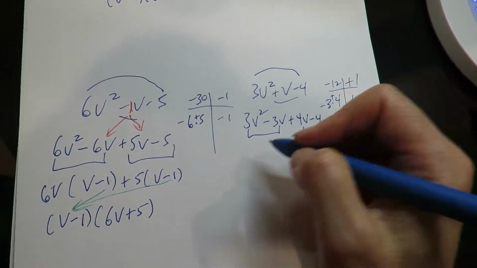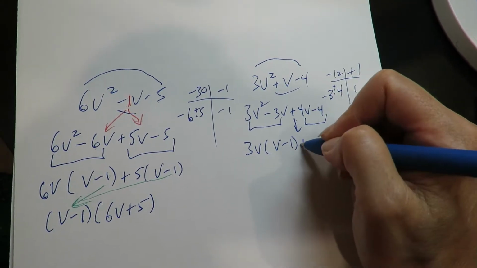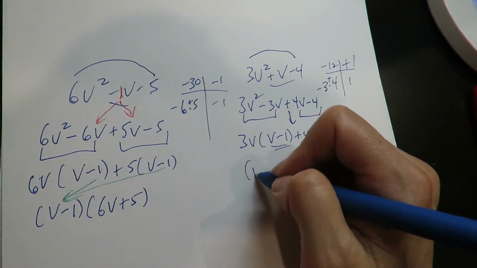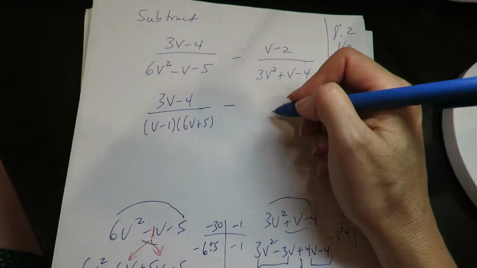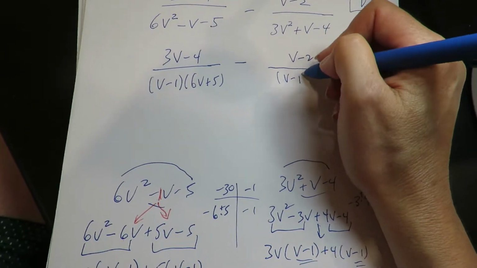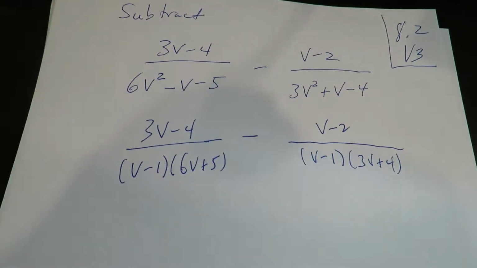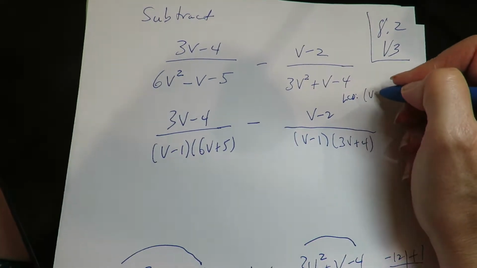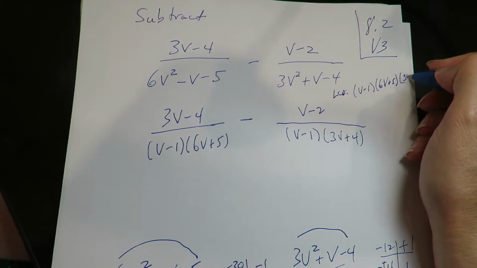All right, grouping. Nothing. Oh, we got a plus 4. All right, so v minus 1. All right, common binomial, factor that out. And there we go. Okay, let's go with the LCD now. The LCD for this one's going to be v minus 1, 6v plus 5, 3v plus 4.